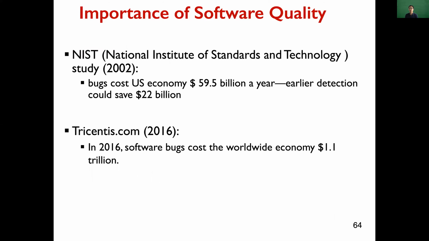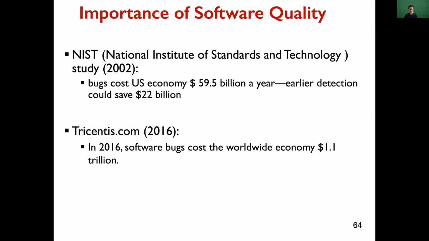In 2002, the National Institute of Standards and Technology of the United States reported that bugs cost the US economy $59.5 billion each year. And if we can detect such issues early, we could save over 22 billion US dollars. In 2016, it was reported that software bugs cost the worldwide economy 1.1 trillion US dollars. So software quality is a pervasive problem.